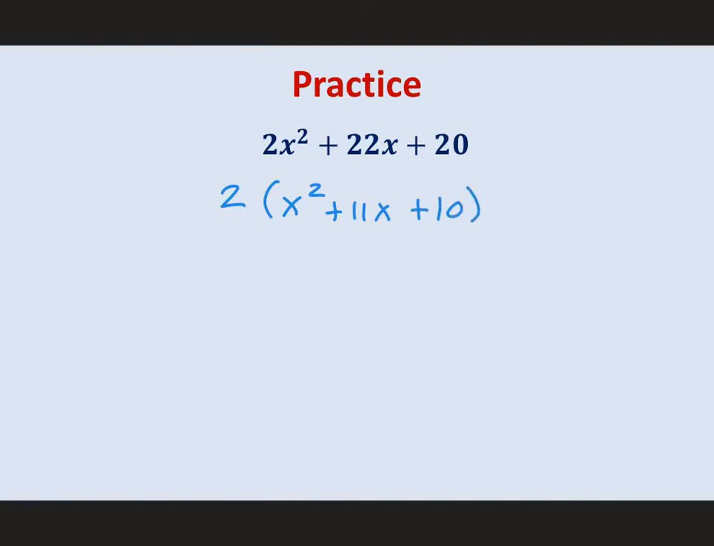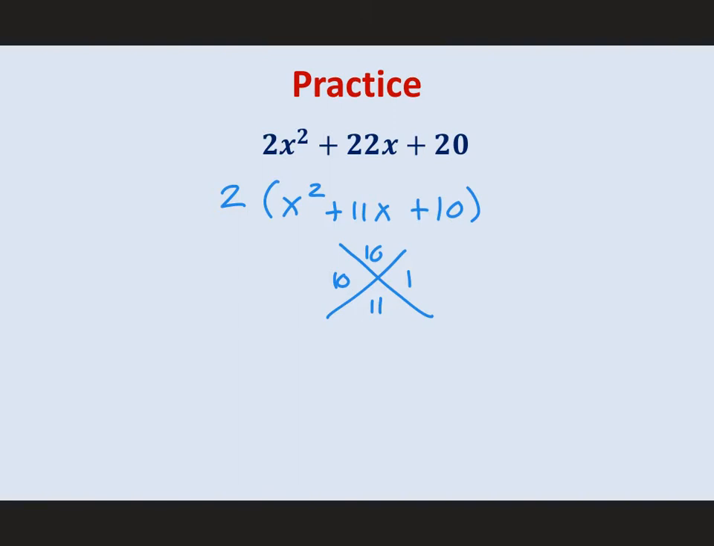Now that you've pulled out the common factor, you go ahead and do the diamond problem. You say, all right, what multiplies to 10 and adds to 11? This might be tricky for some people at first. You kind of forget this one sometimes. It's going to be 10 and 1. 10 times 1 is 10. 10 plus 1 is 11.